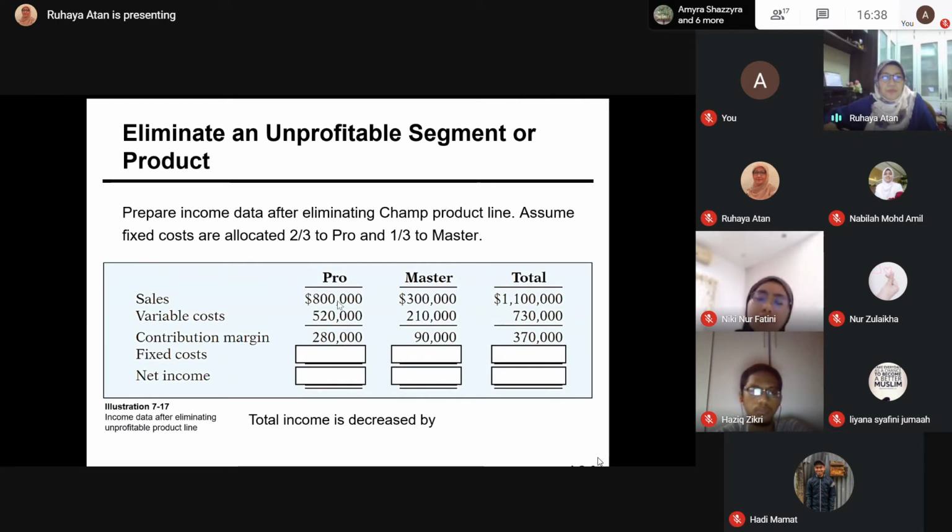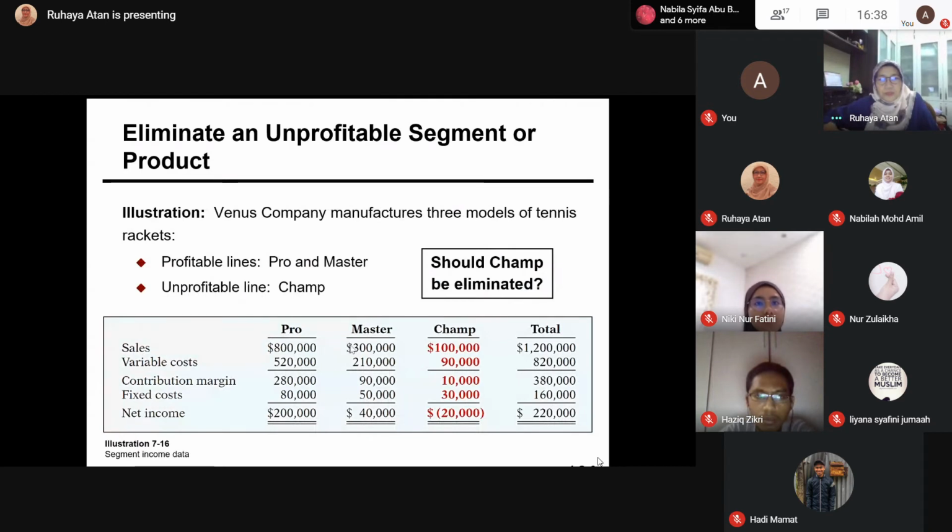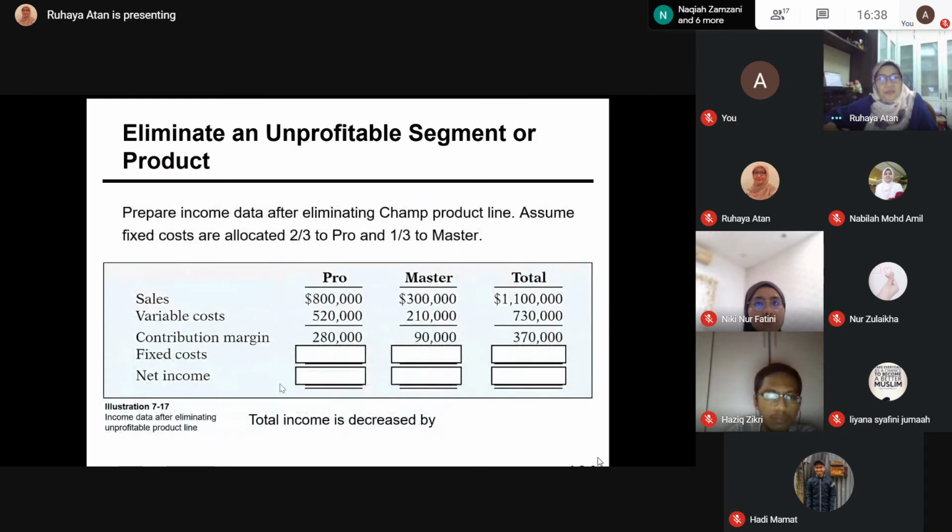So Pro, Master have a sales and variable cost and the contribution margin. So you take the contribution margin of these 2 products. Okay. Now the issue of fixed cost. So the fixed cost is increased. Why? Assuming fixed costs are allocated 2/3 to Pro and 1/3 to Master. So when you eliminate Champ, the fixed cost of 30,000 must be absorbed by these 2 products.